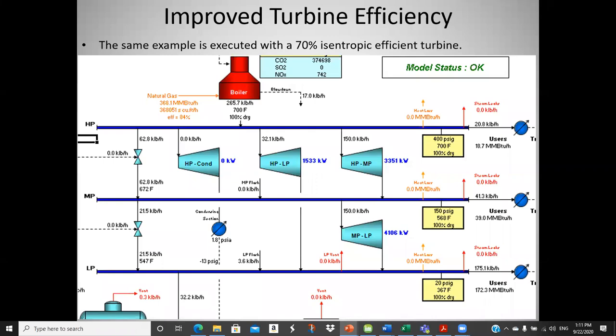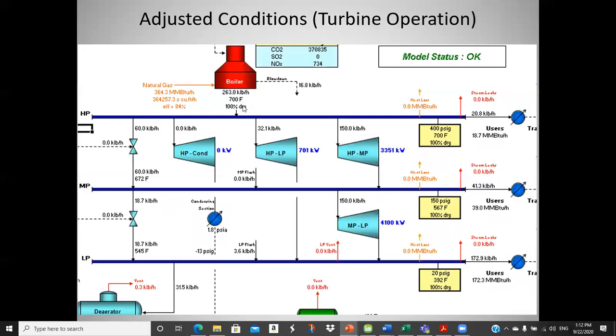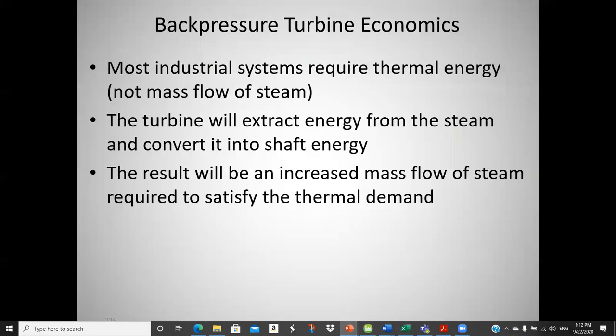Okay, so we can play around and see the impact of isentropic efficiency. On that new turbine, what was it, 32? So I run 70, and now all of a sudden I'm getting 1.533 megawatts, or 1,533 kW, of additional electricity. Look at my boiler. My boiler load is up to 265,700 from 263.